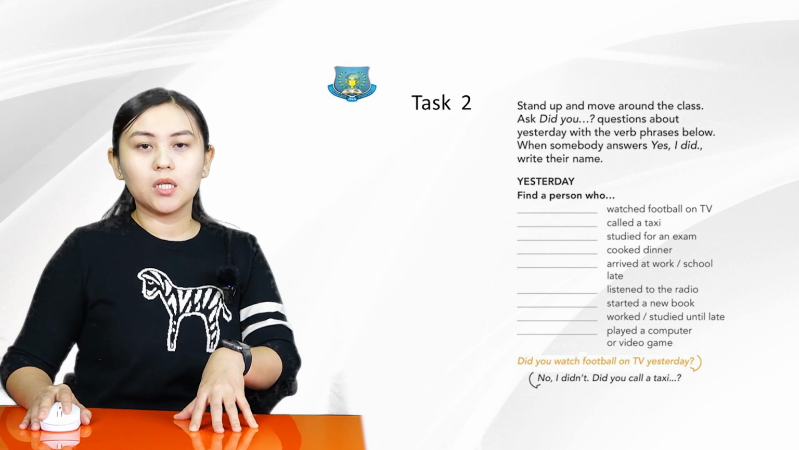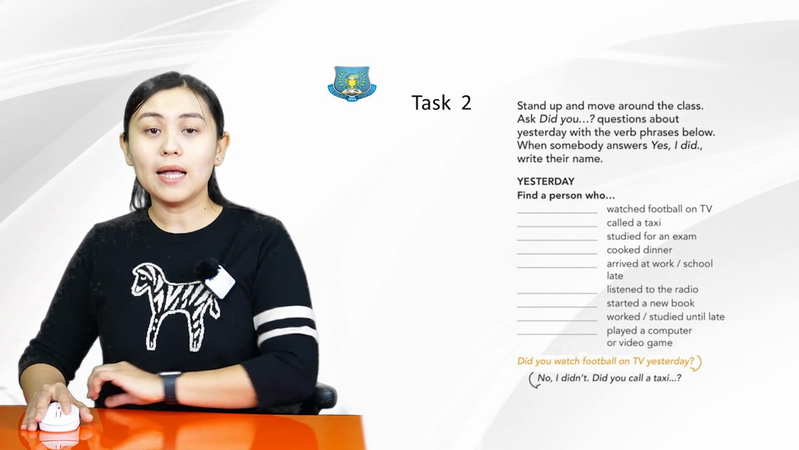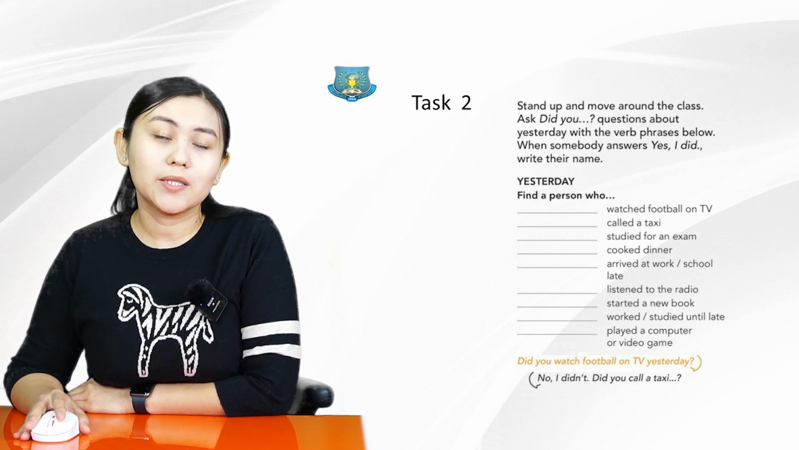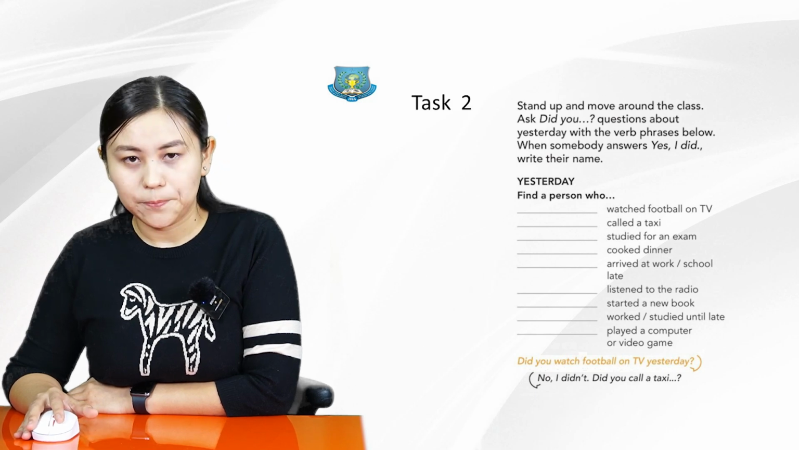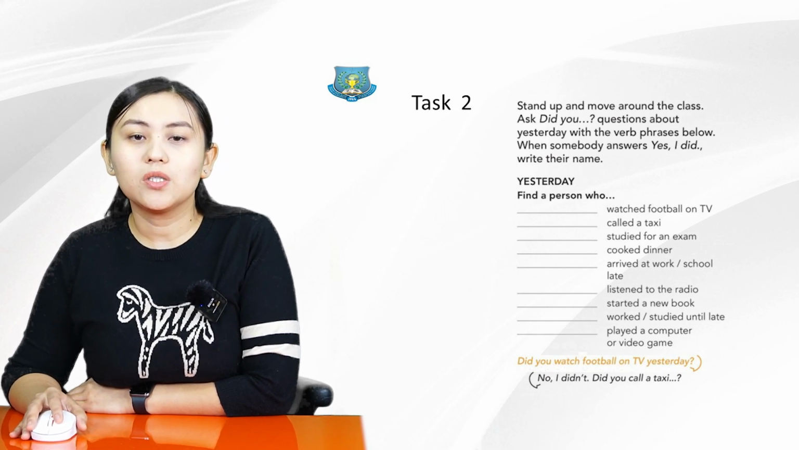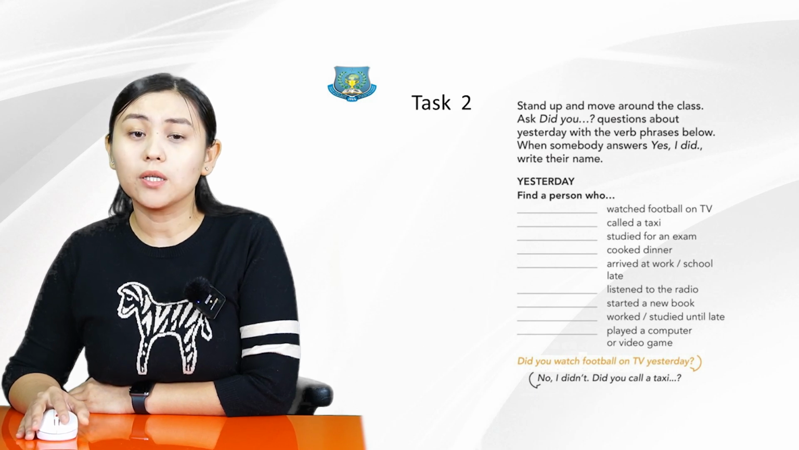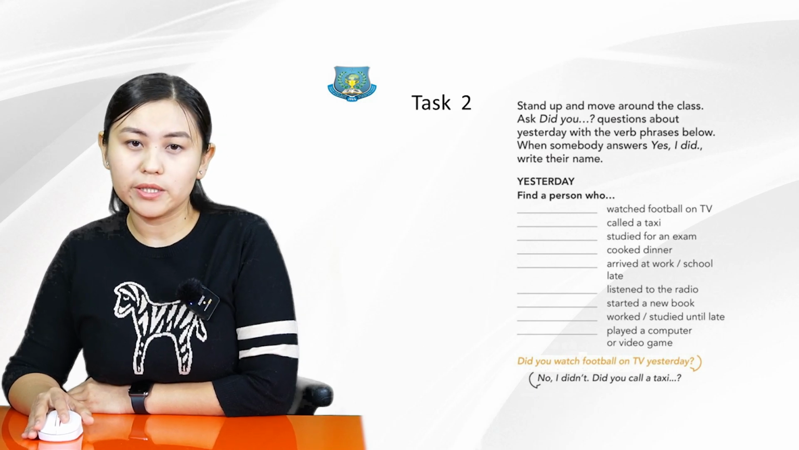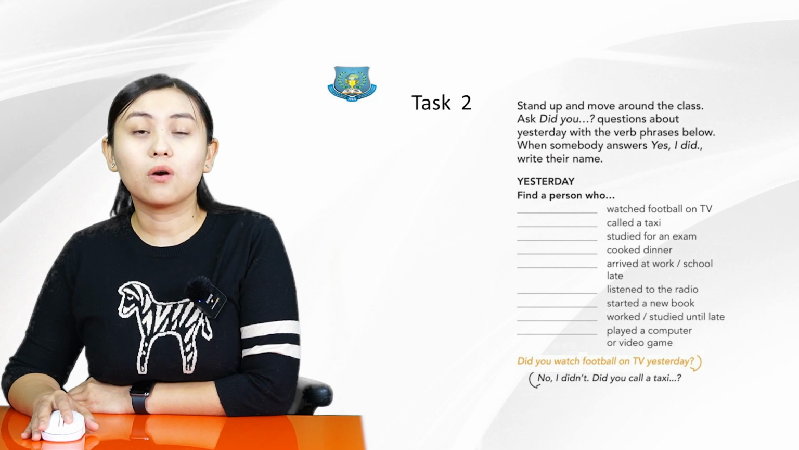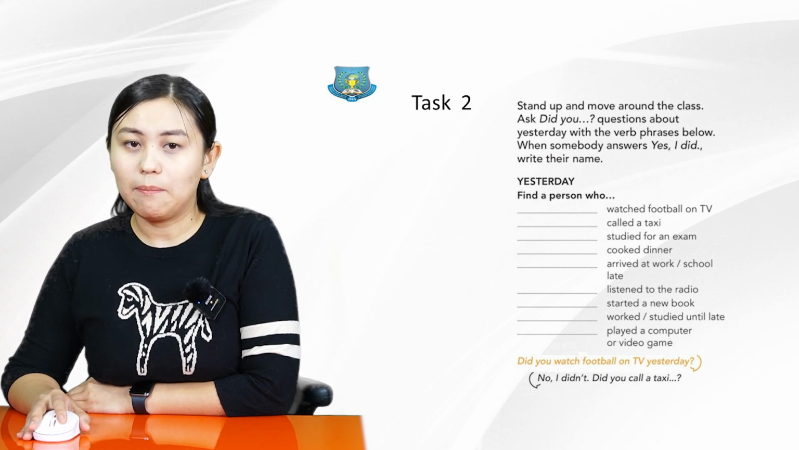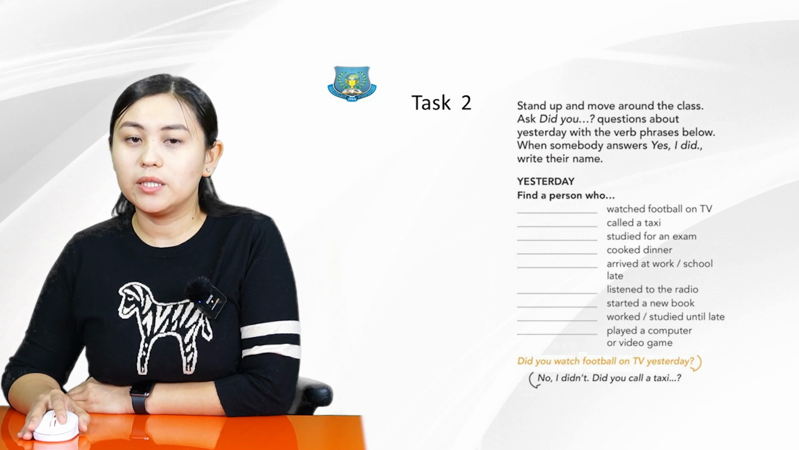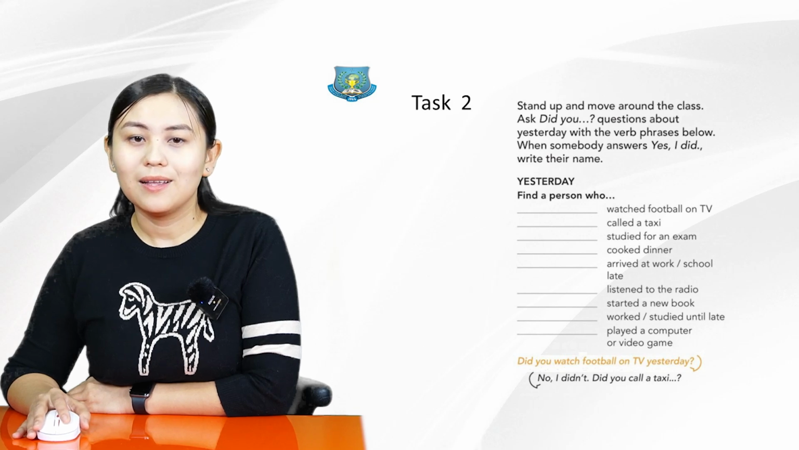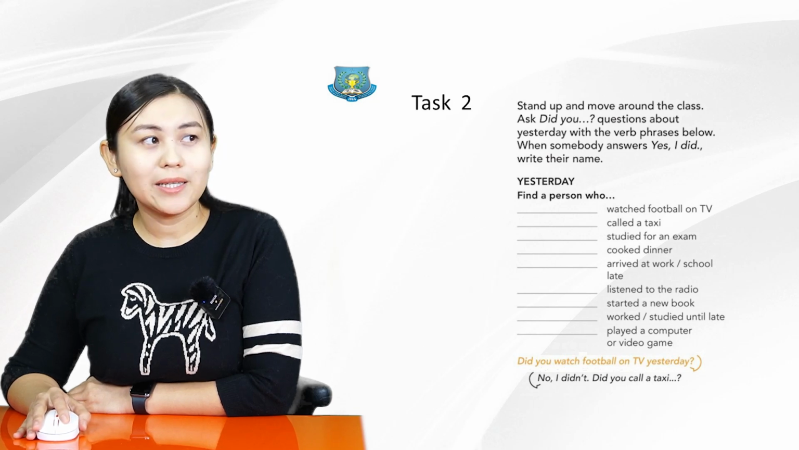Task number 2. Stand up and move around the class. Ask "did you" questions about yesterday with the verb phrases below. When somebody answers "yes, I did," write their names. So, yesterday, find the person who. Your task is to make a question from these verbs. For example, watched football on TV. Did you watch football on TV? Called a taxi. Did you call a taxi? Studied for an exam. Did you study for an exam? Cooked dinner. Did you cook dinner? Arrived at work. Did you arrive at work? Listened to the radio. Did you listen to the radio?